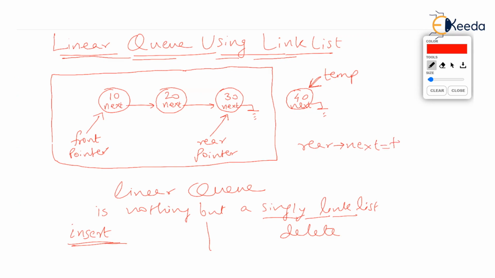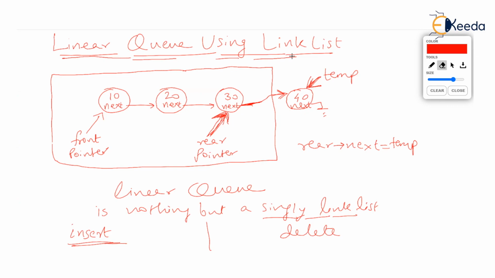Check that rear arrow, this is where I am pointing. Rear arrow next, this next should point wherever temp is pointing, and temp is pointing at node 40. So rear arrow next points to 40. That means the next of 30 is no more null. Next of 30 now points to 40.